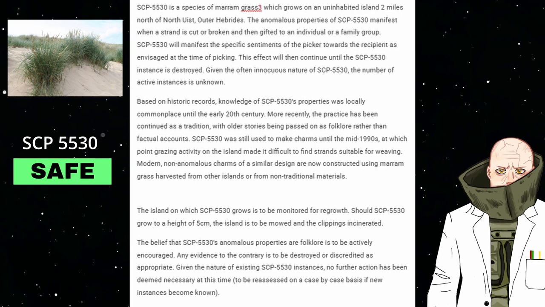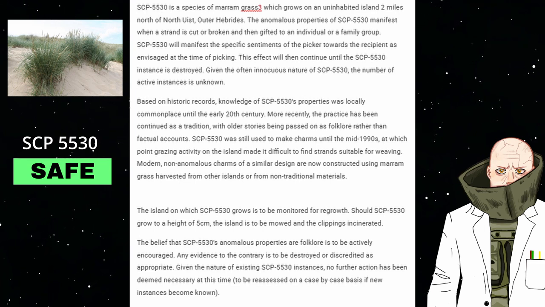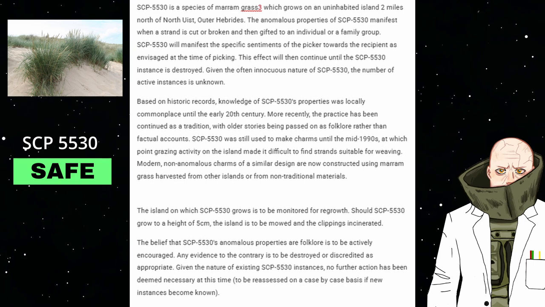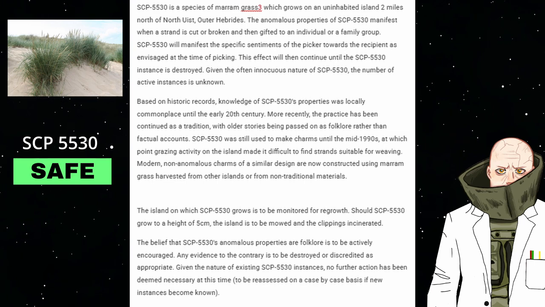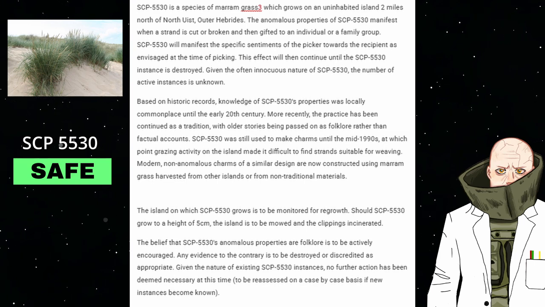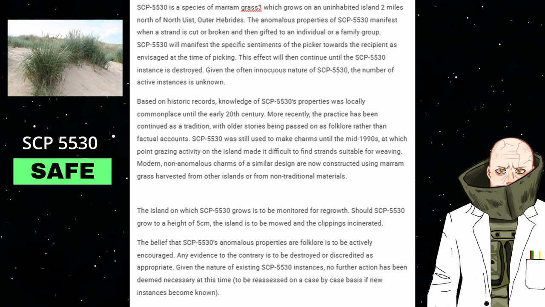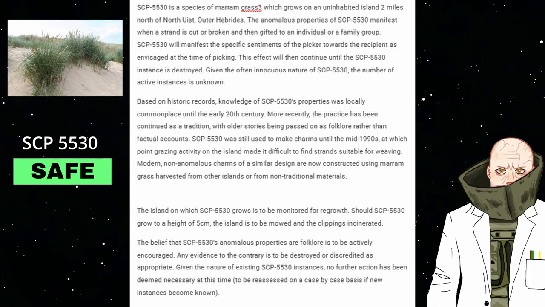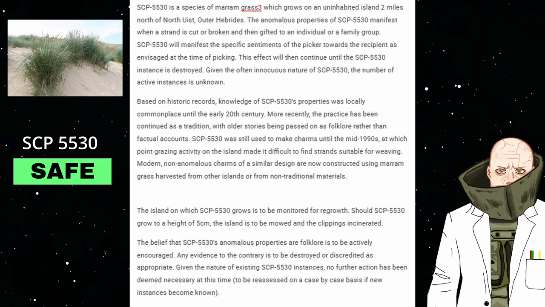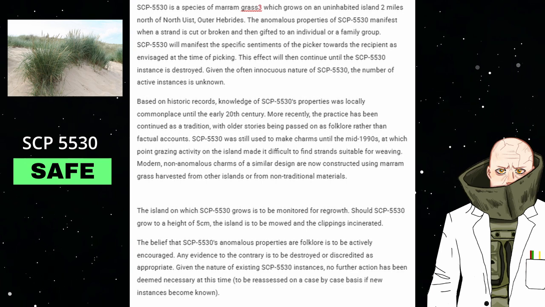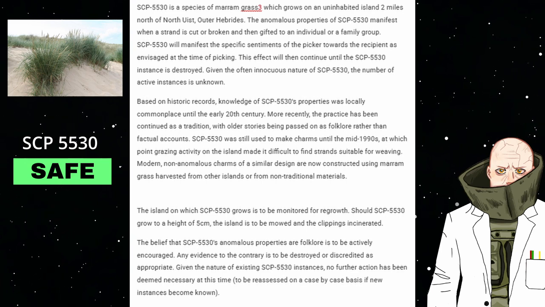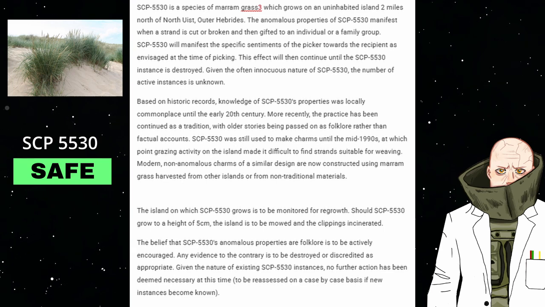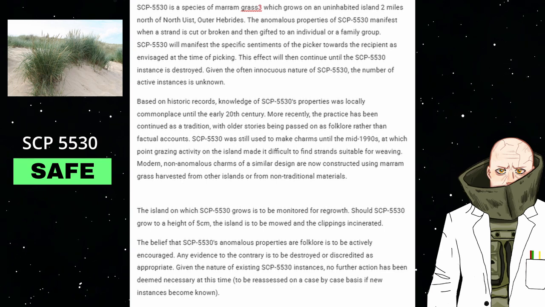SCP-5530 is a species of marram grass, which grows on an uninhabited island 2 miles north of North-East Outer Headbridges. The anomalous properties of 5530 manifest when a strand is cut or broken and then gifted to an individual or a family group. 5530 will manifest the specific sentiments of the picker towards the recipient as envisaged at the time of picking. This effect will then continue until the 5530 instance is destroyed.